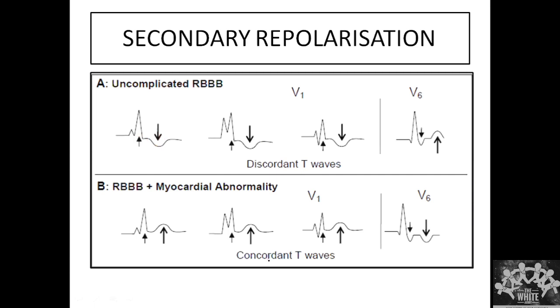There is also something called concordant T waves. You see, both are in the same direction. This is called concordant. You get that when there is a myocardial abnormality, whenever there is ischemia. Similarly here, the T wave is positive and the preceding wave is a negative wave. Here you see it's a negative wave, but in V6 the T wave is also negative. So this is abnormal.